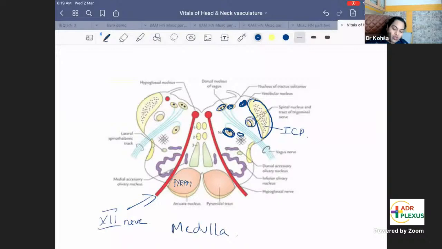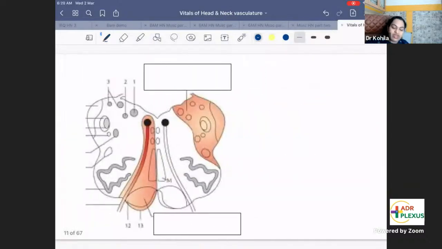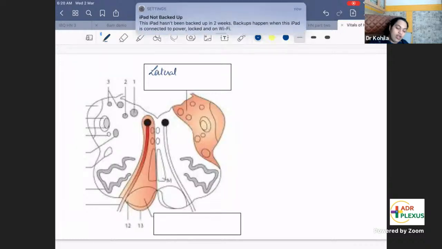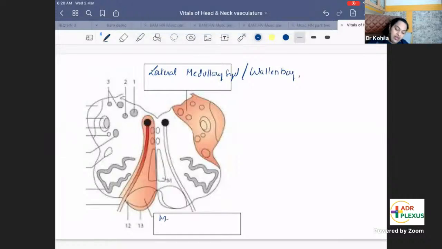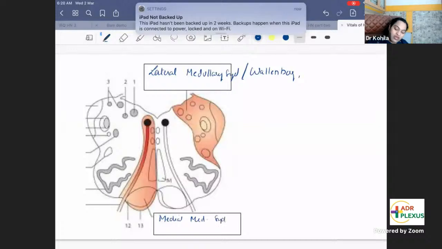Okay. So what are the two syndromes related? The lateral medullary syndrome, also called Wallenberg syndrome, right? The medial medullary syndrome, it's called Dejerine's anterior bulbar syndrome.